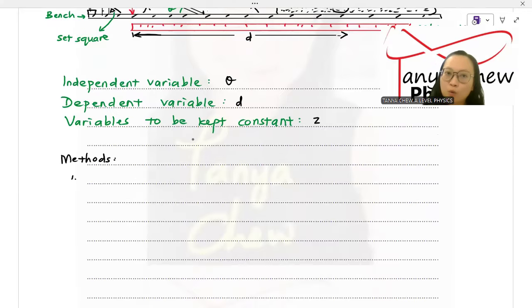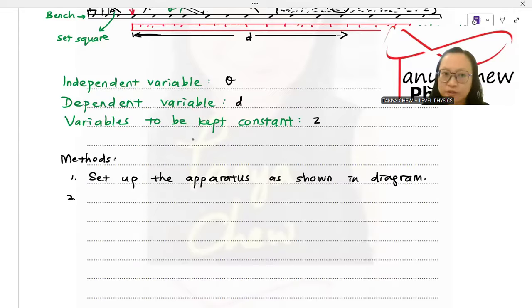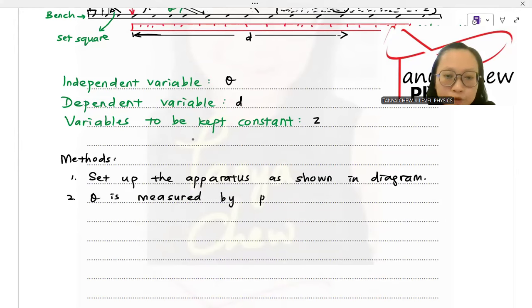First method, I always ask the examiner to refer to my labeled diagram. So I say, set up the apparatus as shown in diagram. And then after that, because I'm going to vary my independent variable, which is theta, I'm going to tell the examiner how am I going to measure my theta? So theta is measured by protractor.